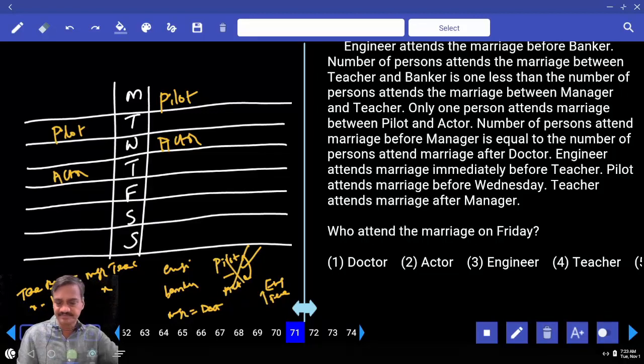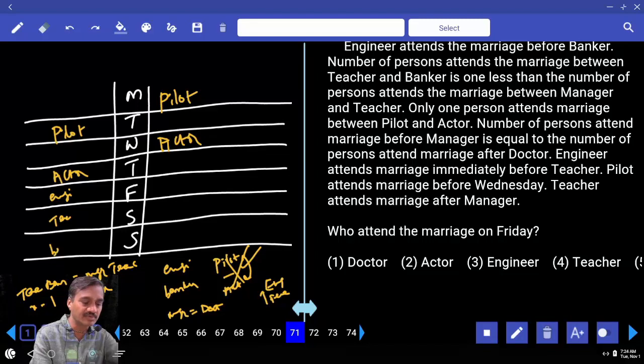Then next one, pilot attends the marriage before teacher, and teacher attends the marriage after the manager. Then what is the next possibility we have? Engineer and teacher are adjacent to each other. Can we have engineer and teacher like this? Let's take the possibilities. Engineer and teacher will be here. Then engineer is before the banker, so banker must be here. Right? Banker will be here. And how many persons are between teacher and banker? Minus 1 is between manager and teacher.